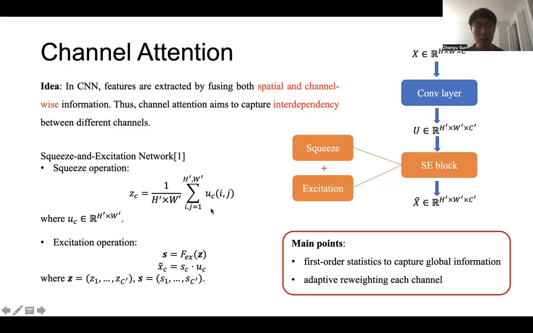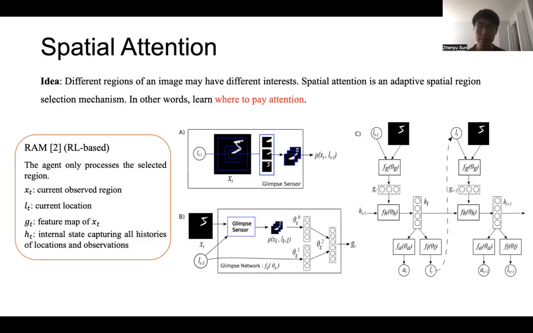After this averaging, the results of all the channels are fed into another network called the excitation network to give you the importance of different channels. The importance here is just S, which is a scalar. If this scalar S is smaller, that means the importance of that channel is lower, right? So in that sense, we can capture the interdependency among different channels.